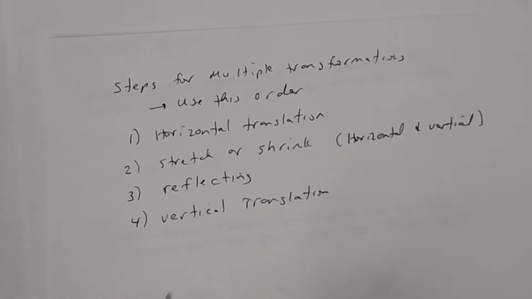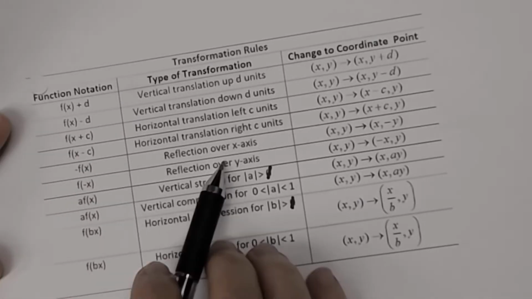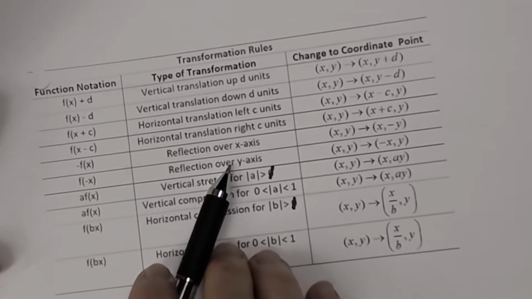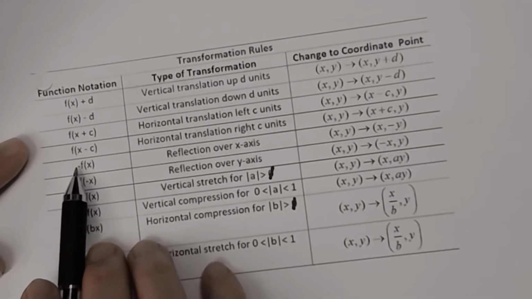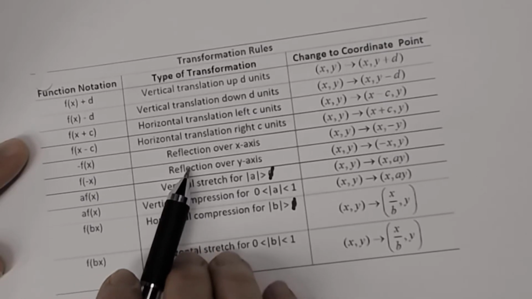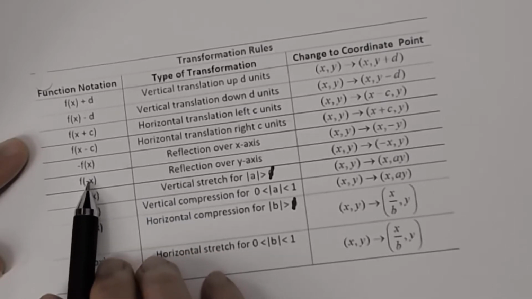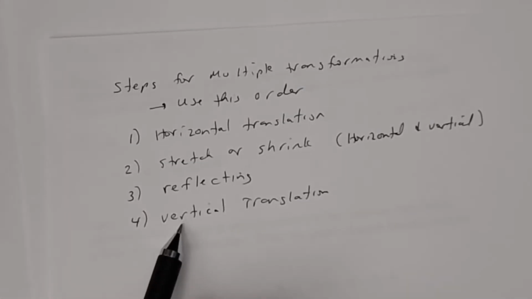Then you do the reflecting. Remember, we talked about reflecting over the x-axis and reflecting over the y-axis. If you reflect over the x-axis, you're going to see a negative on the outside of your basic function. And reflecting over the y-axis is where the variable x is negative. Okay? And then you do your vertical translation last. All right, so that's the order.